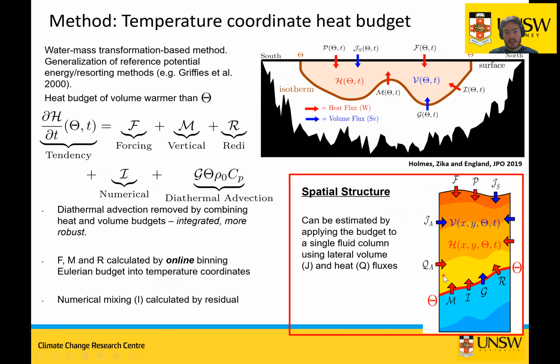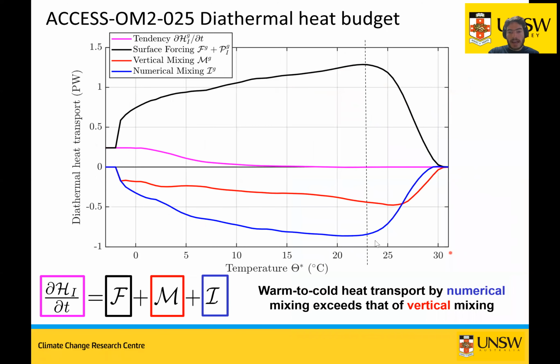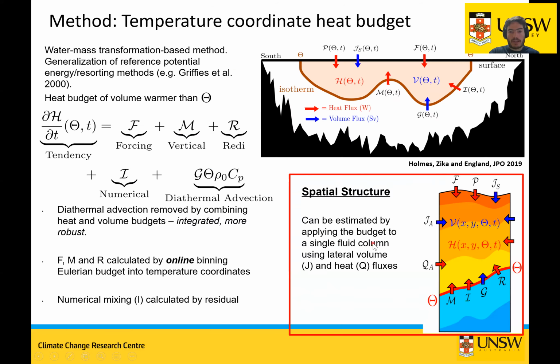We bin them again online into temperature coordinates to capture all the temporal variability. There are a few more approximations we have to make, but in practice it works pretty well, and again, I'll refer you to the preprint for some of those details. So let's go to the 22.5 degrees Celsius isotherm, which is near the peak where the numerical mixing is strongest in a global average, and look at the spatial structure.